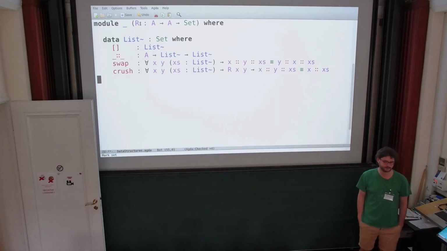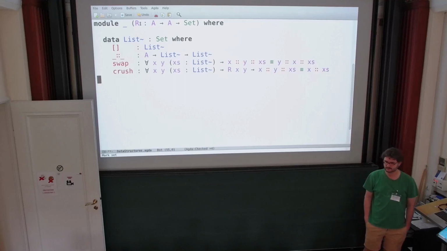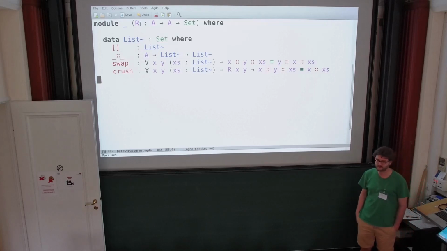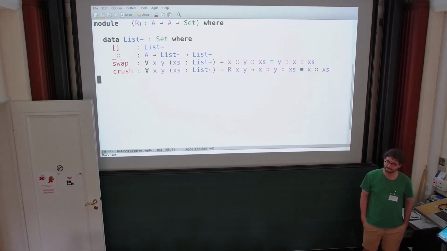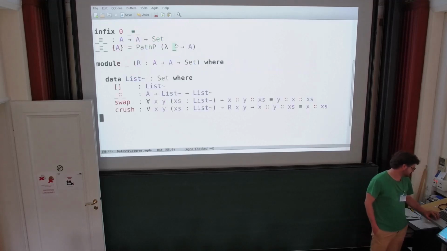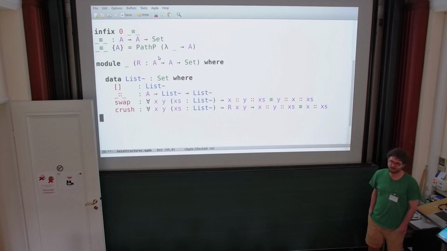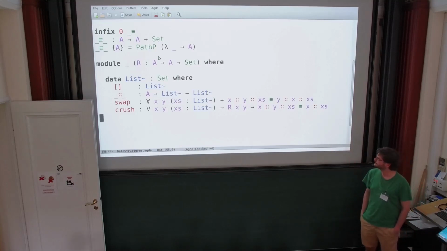Yeah. You have to say R x y equals true, which is... Can you show us the definition of the equality? Oh. Yeah, it's a path where the type is constant along the path.